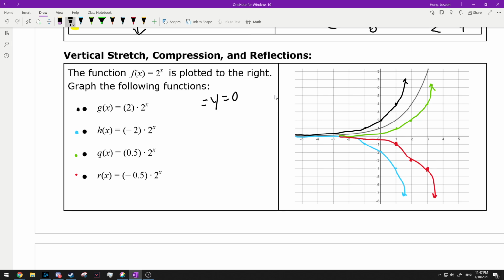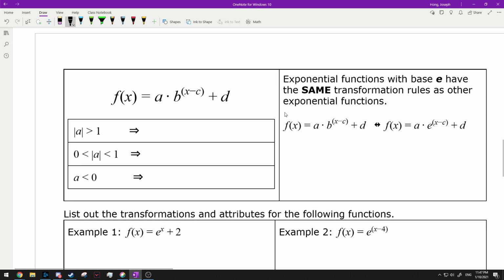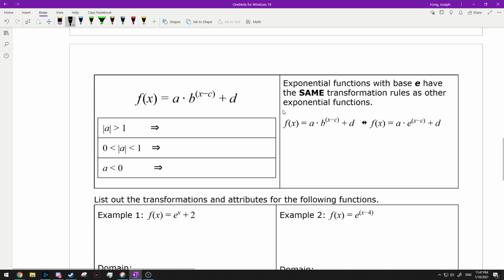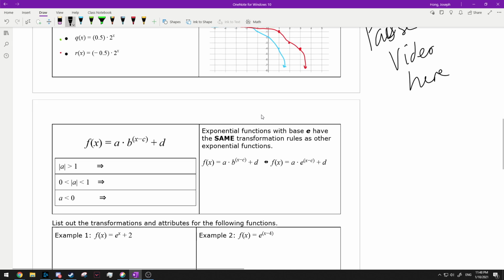The y equals 0 is still the asymptote because I did not move the graph up or down. I didn't even move it left or right. I just made the slope greater. So here comes the next thing right here. Like a little reminder, exponential functions with base e have the same transformation rules as the other exponential functions.